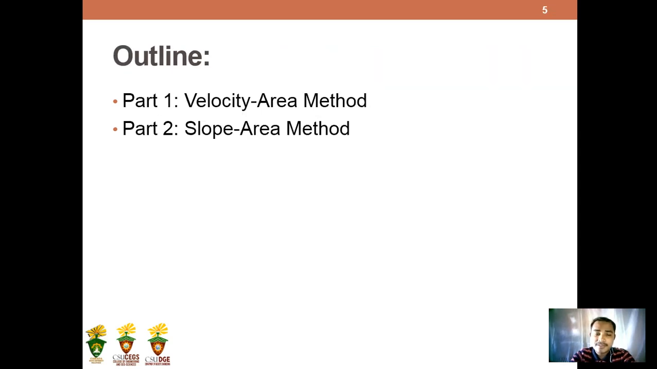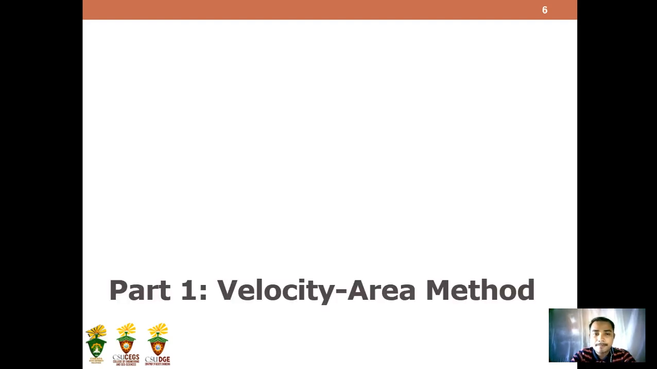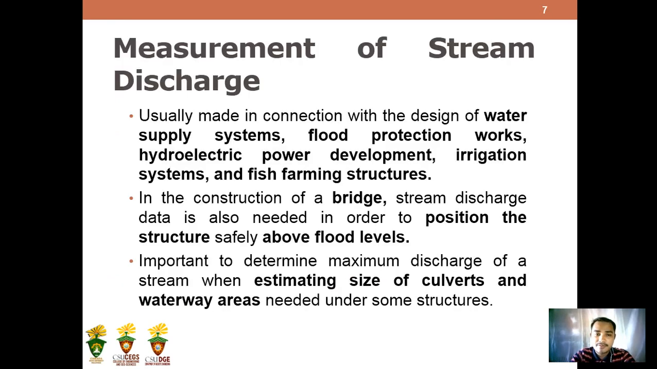For the outline of the presentation, there are two parts that we will discuss in this material. Part 1 will be the velocity area method, and part 2 is the slope area method. Alright, so let's start with part 1, which is the velocity area method. But before that, let's have an overview on the measurement of stream discharge.